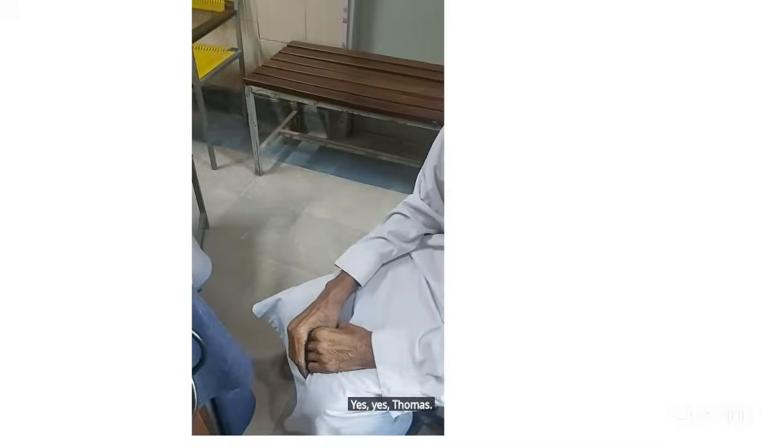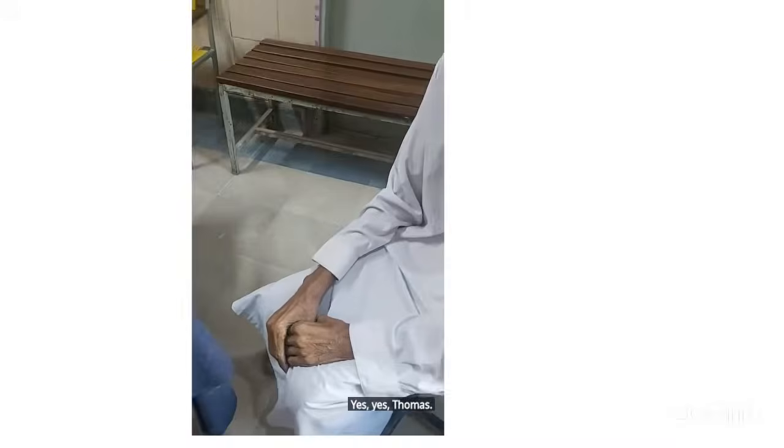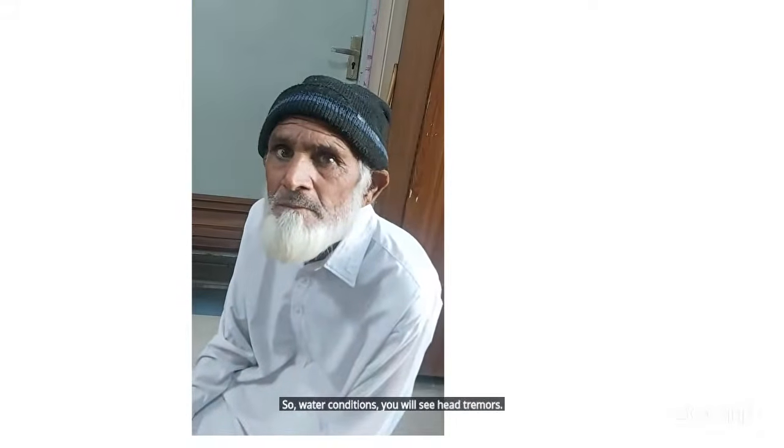Like here we can see this patient has yes tremors. So what are the conditions in which you will see head tremors? Head tremors we can see along with cerebellar tremors, like in multiple sclerosis.